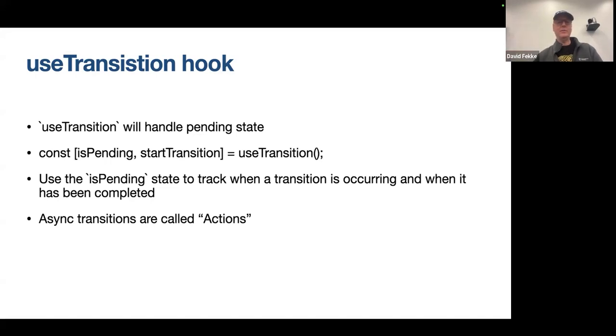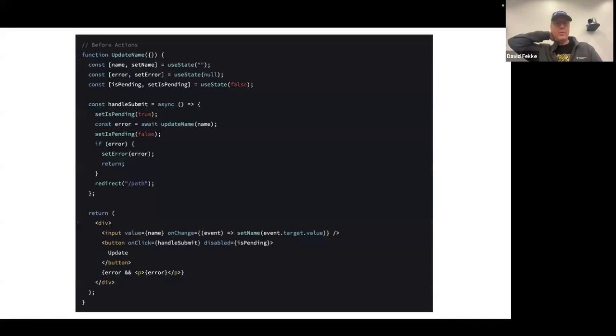So here's an example of the old way before actions. If you look at the very top of this, you can see that they're using useState a whole bunch in here. There's a useState for setting the name, there's a useState for setting the error, and then there's another useState for setting the pending. And then inside of the handleSubmit, there's all this boilerplate code for setting isPending to true, running the update, and then setting isPending to false, and then you're doing something for the error checking, and then it does its redirect.